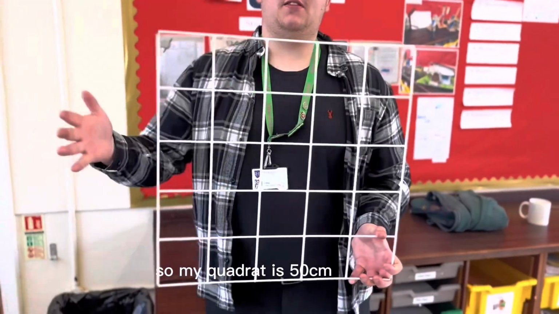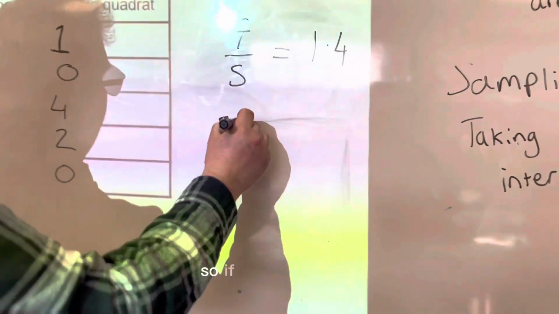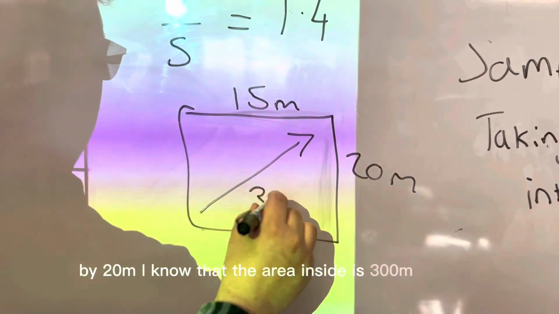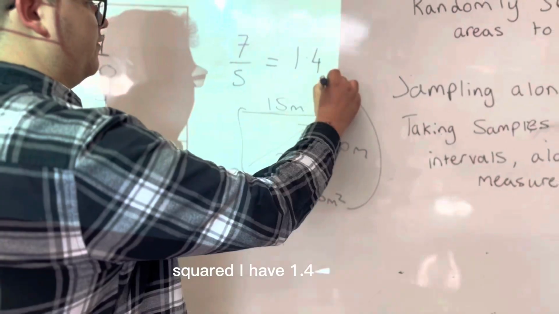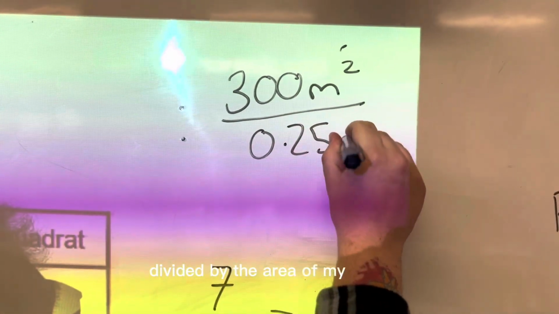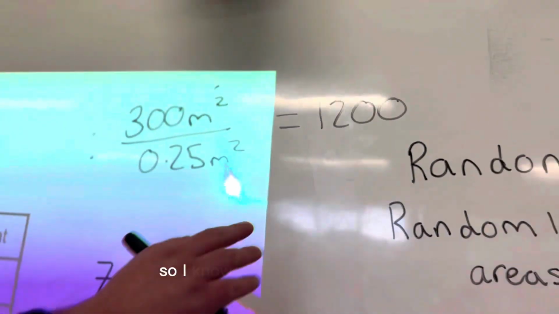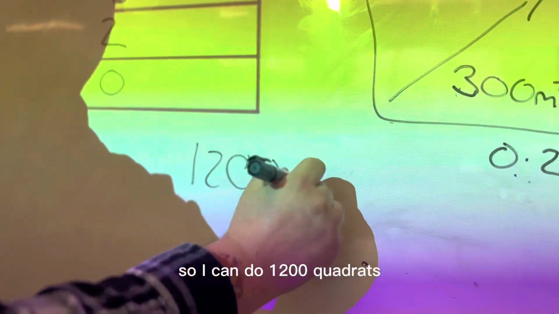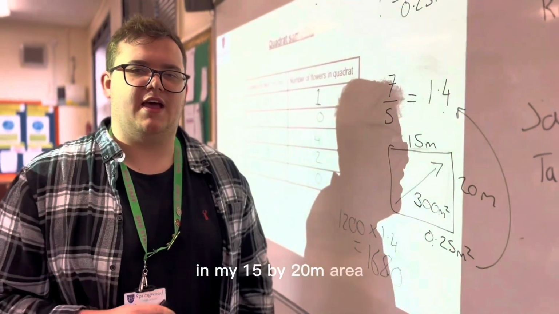So my quadrat is 50 centimeters by 50 centimeters, so the area inside will be a quarter of a meter squared, 0.25 meters squared. So if my field is 15 meters by 20 meters, I know that the area inside is 300 meters squared. And for every quarter of a meter squared, I have 1.4 daffodils. So I can work out how many quadrats I can fit in my area by doing 300 meters squared divided by the area of my quadrat, which is 0.25 meters squared, which gives me 1,200 quadrats in that area. So I know 1,200 quadrats will fit out there, and I know that there are 1.4 daffodils in each one, so I can do 1,200 quadrats times my 1.4 daffodils, which is 1,680 daffodils in my 15 by 20 meter area.